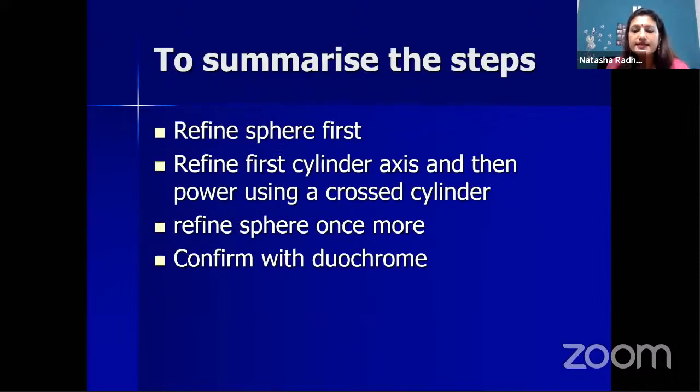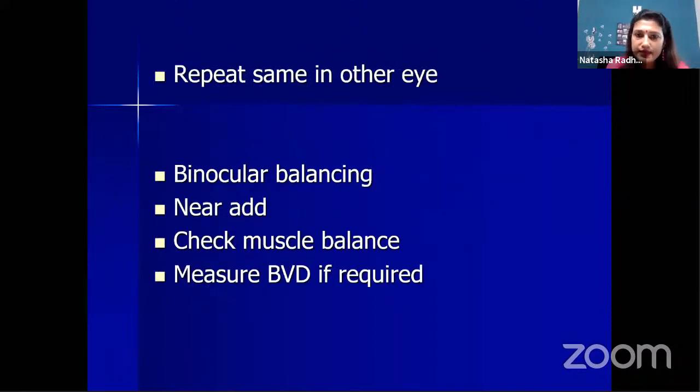And to summarize the steps of subjective refraction: refine your sphere, refine cylinder axis and then the power using a cross cylinder, refine sphere once more, confirm with duochrome that you have not overcorrected, repeat the same in the other eye, do a binocular balancing if your patient has very good vision and is a young patient, near add is given if the patient is presbyopic, check muscle balance, see that there are no severe phorias, measure back vertex distance if it is required.